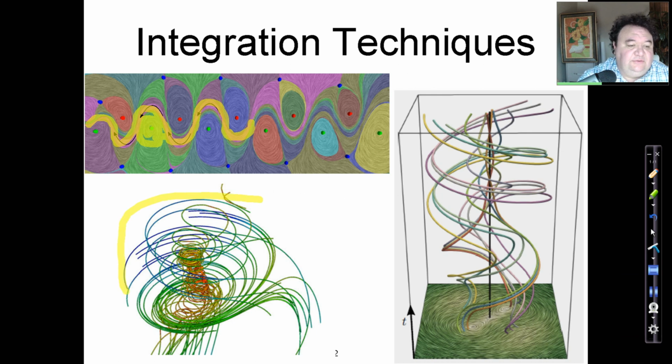In 3D, those are additional examples of computed streamlines, where you can see how crucial they are to get a proper understanding of the structure of a flow.